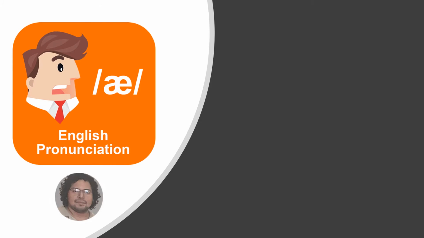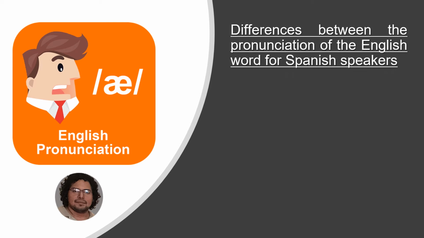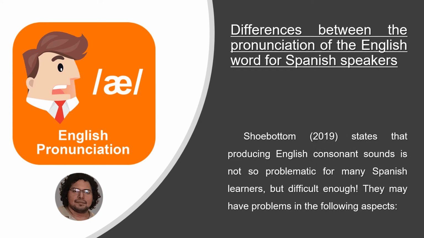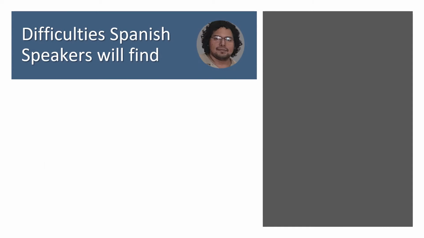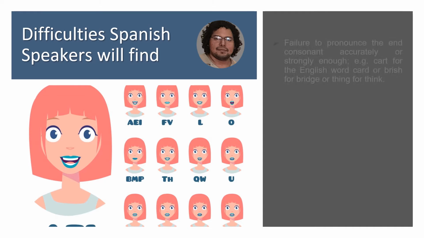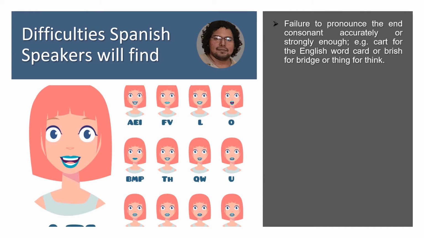There are many differences between English and Spanish pronunciation, but according to Shoebottom, Spanish speakers don't find it problematic to imitate consonant sounds, but they are difficult enough. There are other difficulties that can bring more problems for the Spanish speaker, such as failure to pronounce the end consonant accurately or strongly enough, for example car for the English word card, or brich for bridge, or thin for think.